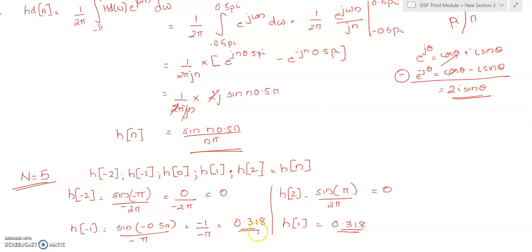Here comes another strange fact. I am going to find out these two coefficients, that is h of 2 and h of 1. As you can see over here, when you compute this particular equation again, you will get this value as 0 and you will get this value as 0.318, which is the same. h of minus 2 will be equal to h of 2, and h of minus 1 will be equal to h of 1. Now I am going to find out h of 0.